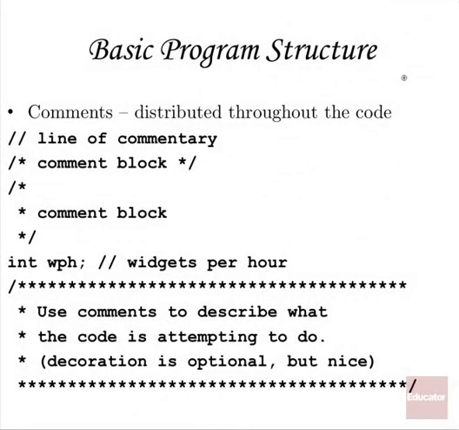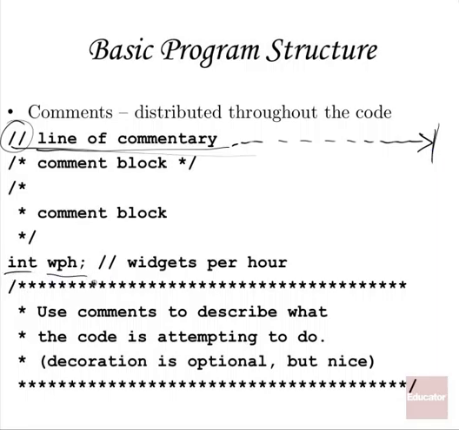So we have some basic program structure. Now we saw a line of commentary. Basically what you have is 2 slashes in a row. You can put it anywhere in the program, and from that point to the end of the line is the comment. Here's a great example. We have an integer defined, a variable called WPH, and here's our comment that says WPH is widgets per hour. So there is the comment that describes that variable for the reader. It's very important to communicate with the reader to let them know what it is you're trying to do.